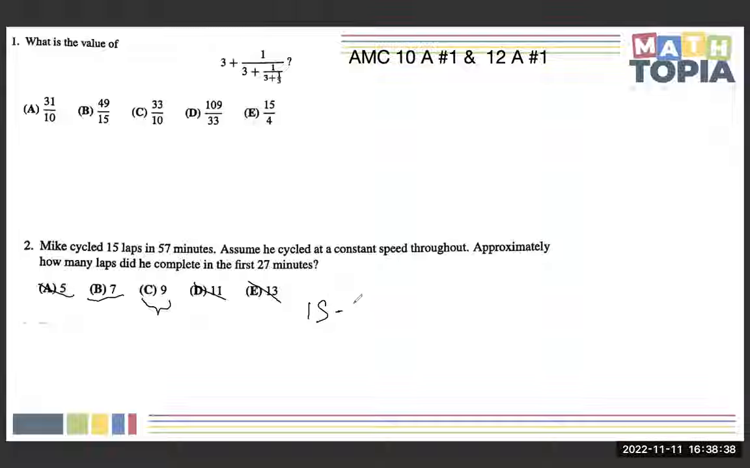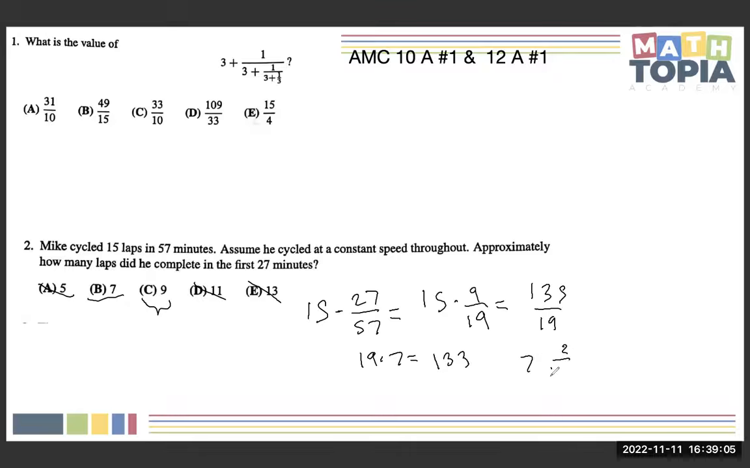So let's do 15 times 27 over 57. That is 15 times 9 over 19, which is 135 over 19. And actually 19 times 7 is 133, which means that this is 7 and 2 19ths, which is of course closest to 7. So that's our answer.